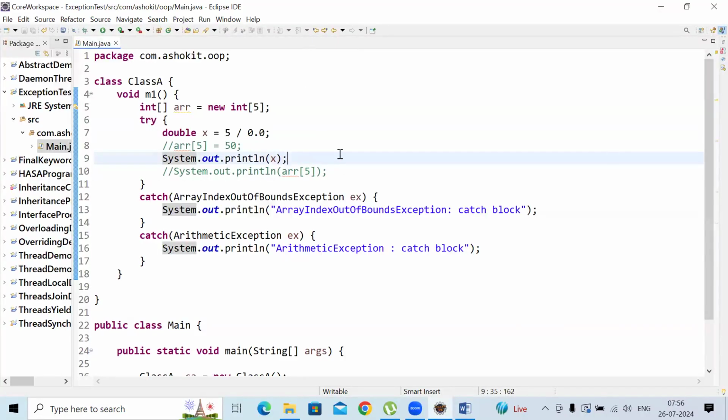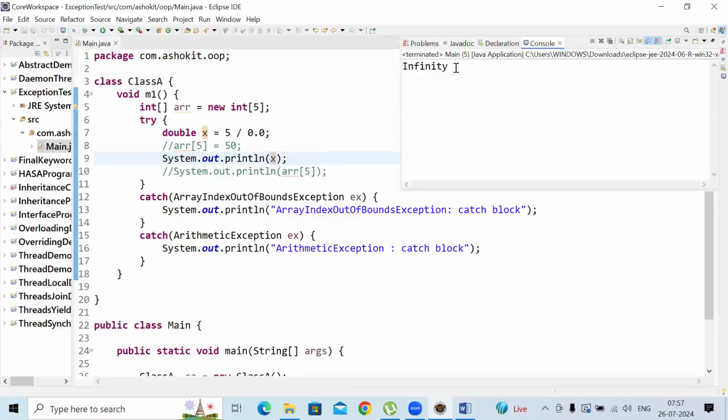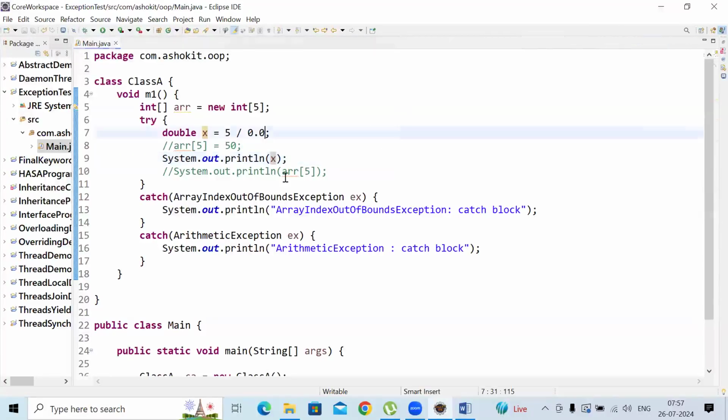We are not going to get any exception. What is the value of x now? Infinity. If I say System.out.println of x, what is printed? Infinity will be printed. It is a special value in Java.